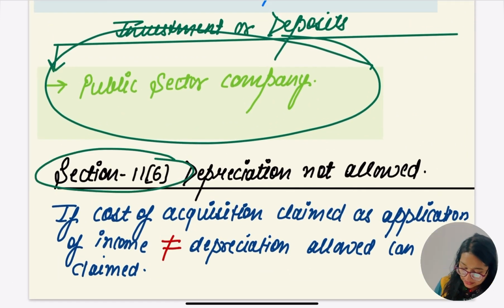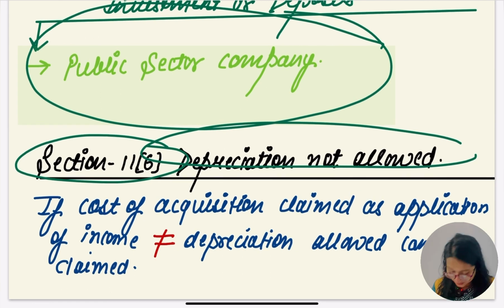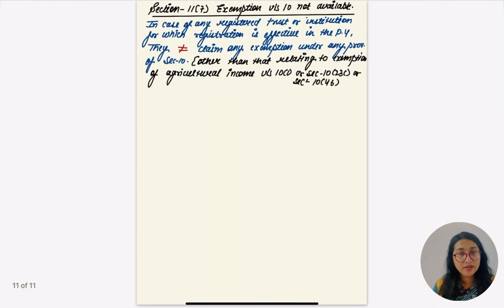Let's go for section 11 subsection 6, which says depreciation is not going to be allowed. What happens if the cost of acquisition is claimed as an application amount? In that case the depreciation amount is not going to be allowed for the trust. Either the trust can claim the cost of acquisition, which means cost of asset, or the depreciation amount. So section 11 subsection 6 says the trust cannot go for two things, only one. If they have already claimed the cost of acquisition as application of income, depreciation cannot be claimed.